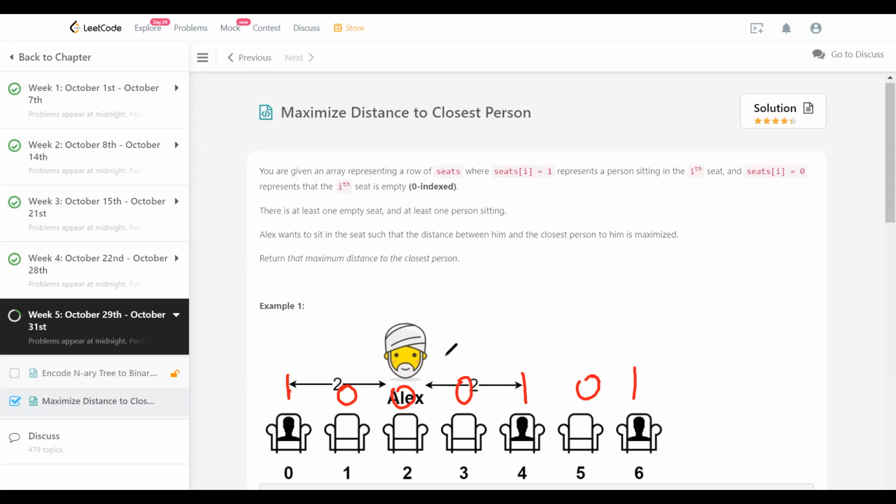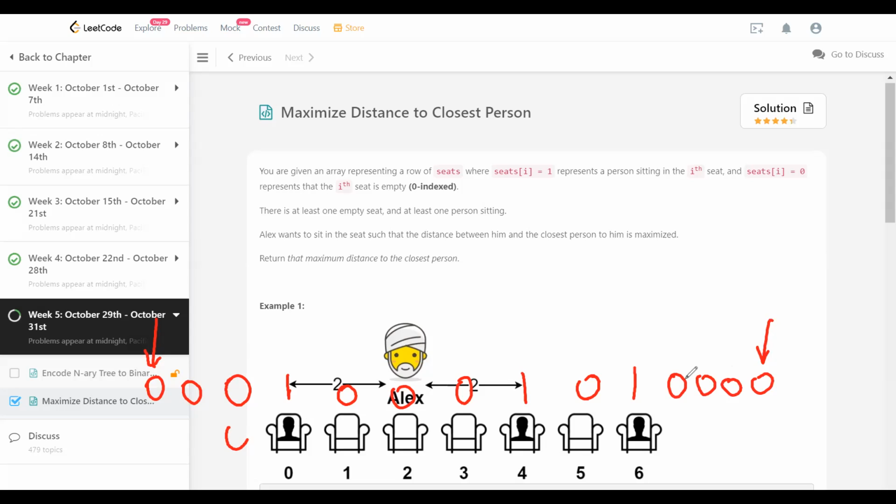Suppose there is some exception case. Suppose there are a few empty chairs here in the beginning. So there are three of them. In this case, Alex does not have to sit in the middle because there is no person at the left extreme. So Alex can sit at the left extreme seat, so that he is as far as possible from the first person, who is at index three, and three is going to be the distance to the closest person in this example. And if there are four empty seats at the other extreme, Alex is going to sit at this place so that the distance is maximized to four. So that's all we need to find.